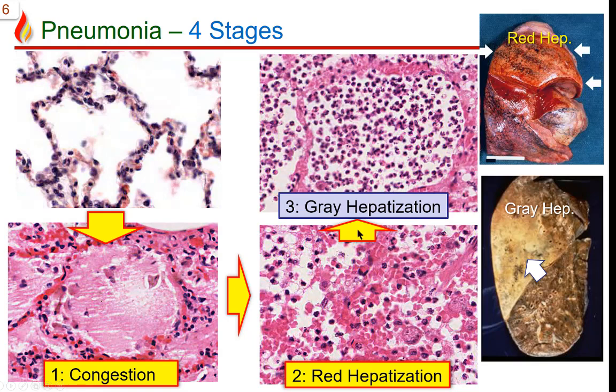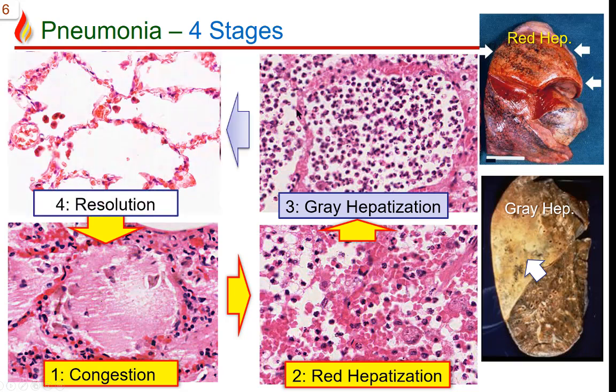And finally, the macrophages start clearing, dead tissue is removed, and only WBCs, that is neutrophils and macrophages, remain. And this stage is known as gray hepatization because it won't be red anymore, it will be grayish. And the next 4 days, there is total clearing and return back to normal. No fluid and alveolar sacs are free. Just a few macrophages remaining. That is resolution. So 4 phases: congestion, red hepatization, gray hepatization, and resolution.